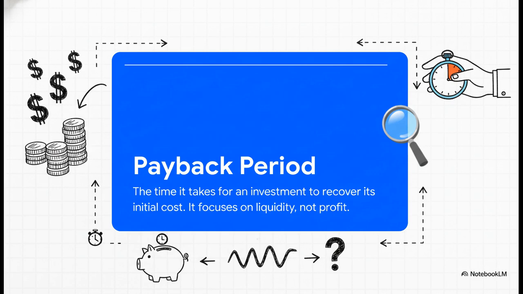Next stop is probably the simplest method of all, the payback period. This one doesn't mess around with complicated formulas. It asks just one very direct question. How fast do I get my initial investment back? That's it. It's not really a measure of profitability. It's all about speed, liquidity, and risk. A company that's short on cash might really care about this.